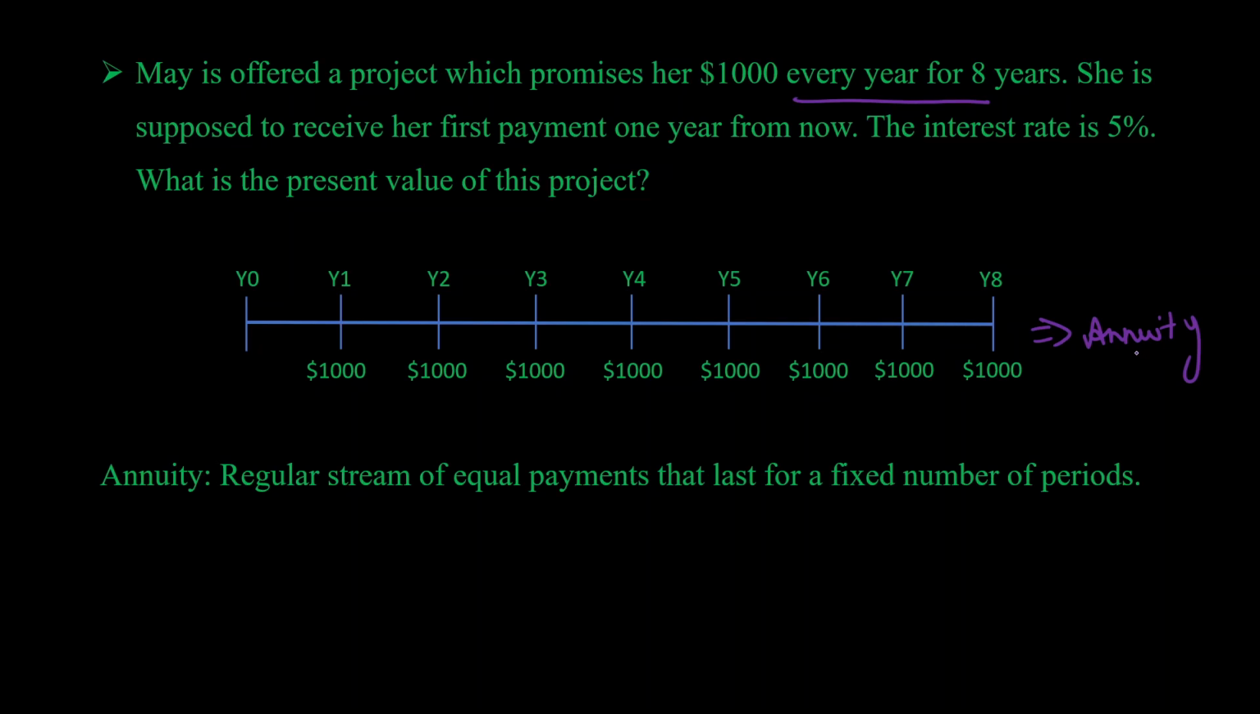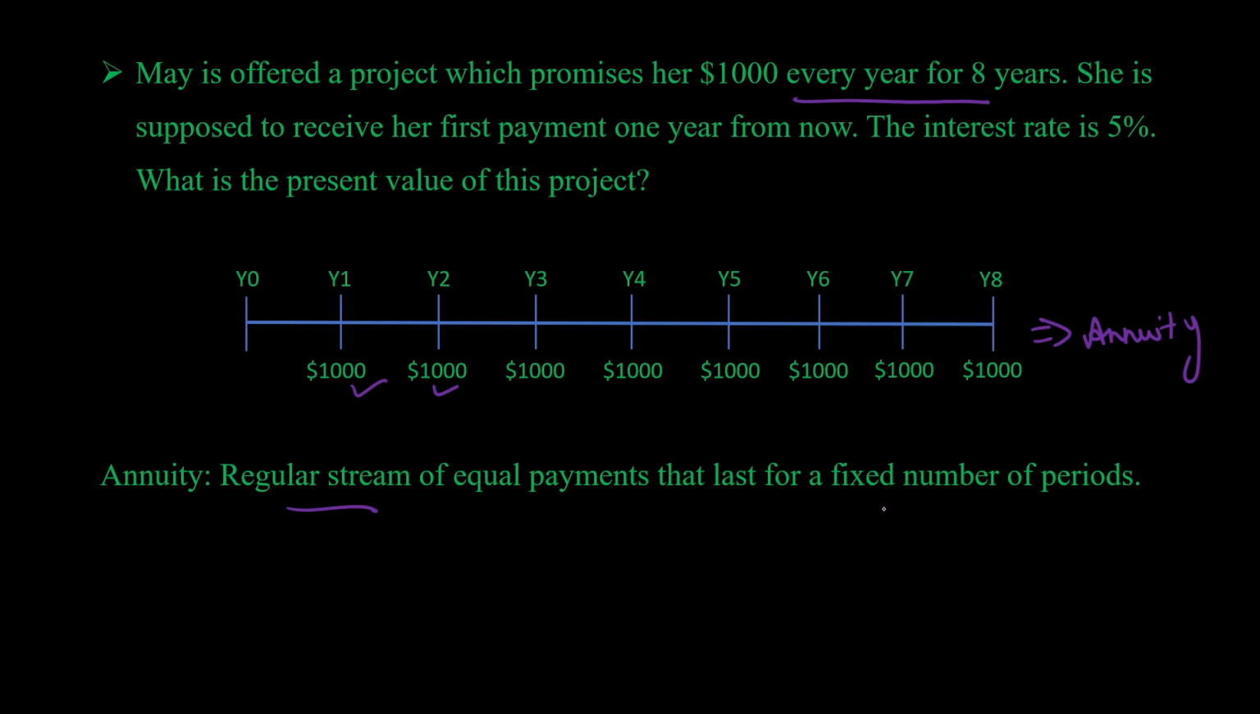Now what is an annuity? An annuity is a regular stream of equal payments that last for a fixed number of periods. Now let's compare that using our case that we have over here. You can see that the stream of payments is regular because you get them 1 year apart. May gets a first payment in year 1, and then in year 2, and then in year 3, and continues like that. So it's a regular stream, and you can also see that all the payments are equal to $1,000 each, and they last for a fixed number of periods, which in this case is obviously equal to 8.